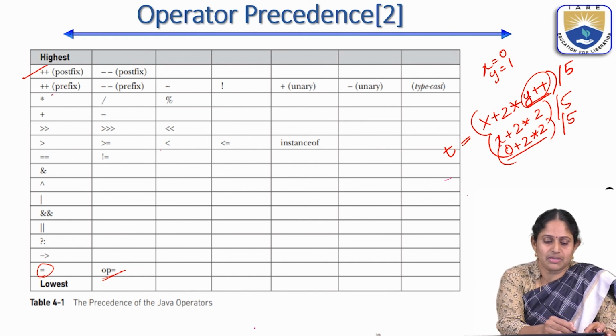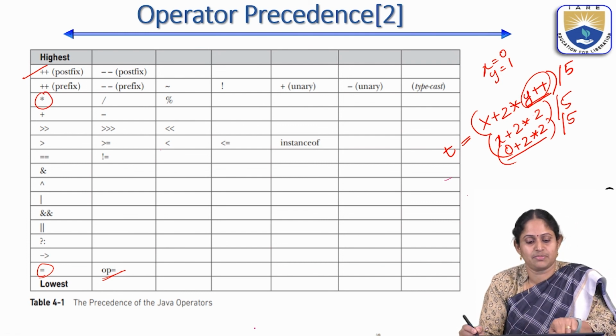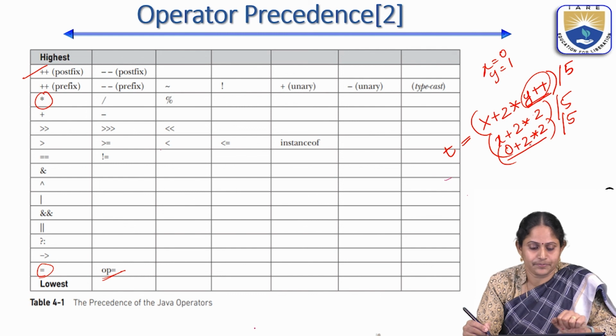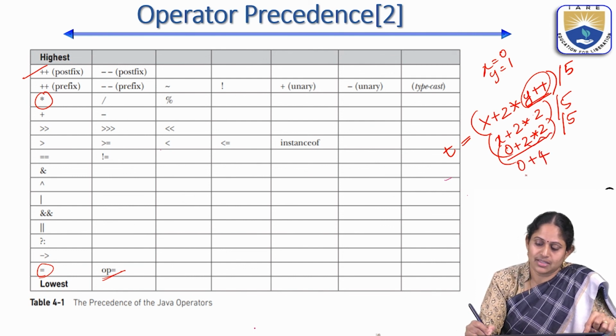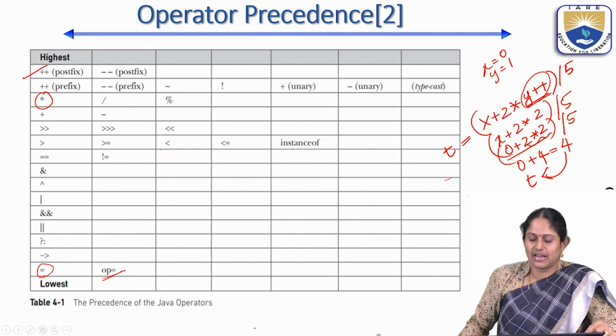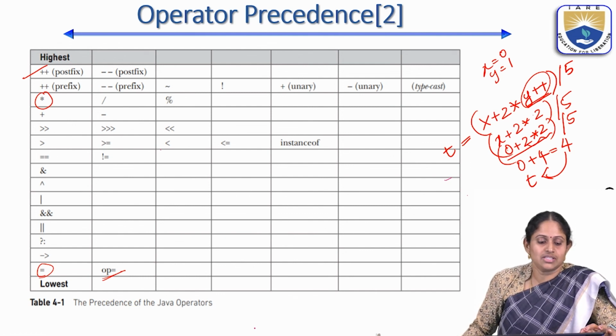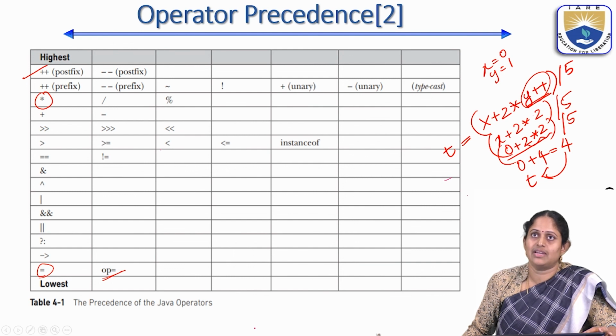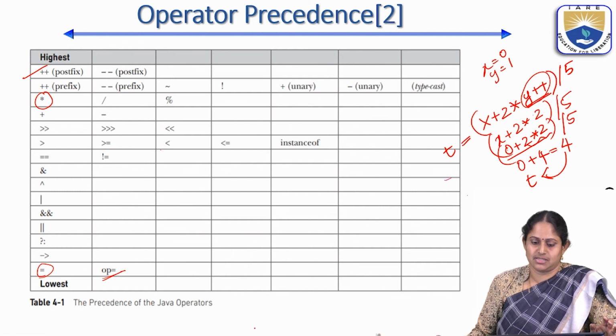After the postfix operator, the next precedence is for prefix operators. Since we don't have any, we can go for the star. The star has the highest precedence of the remaining operators, so we perform it and get 0 + 4. Then the final answer will be 4, which is assigned into t. So t contains 4. This is the table which we have to follow when an expression with multiple operators is present.